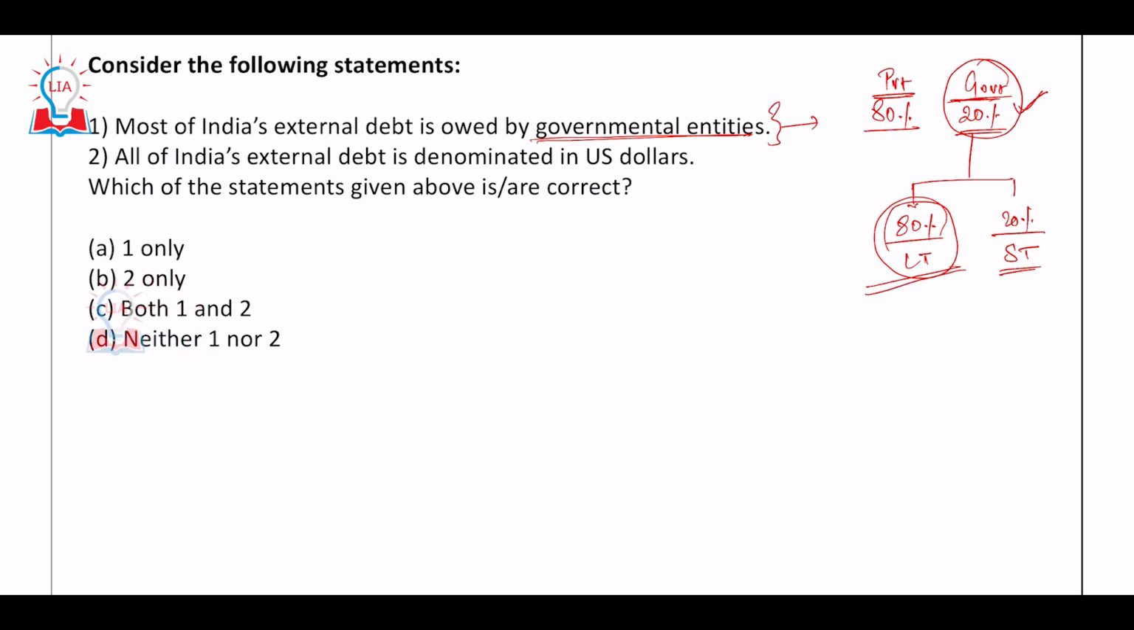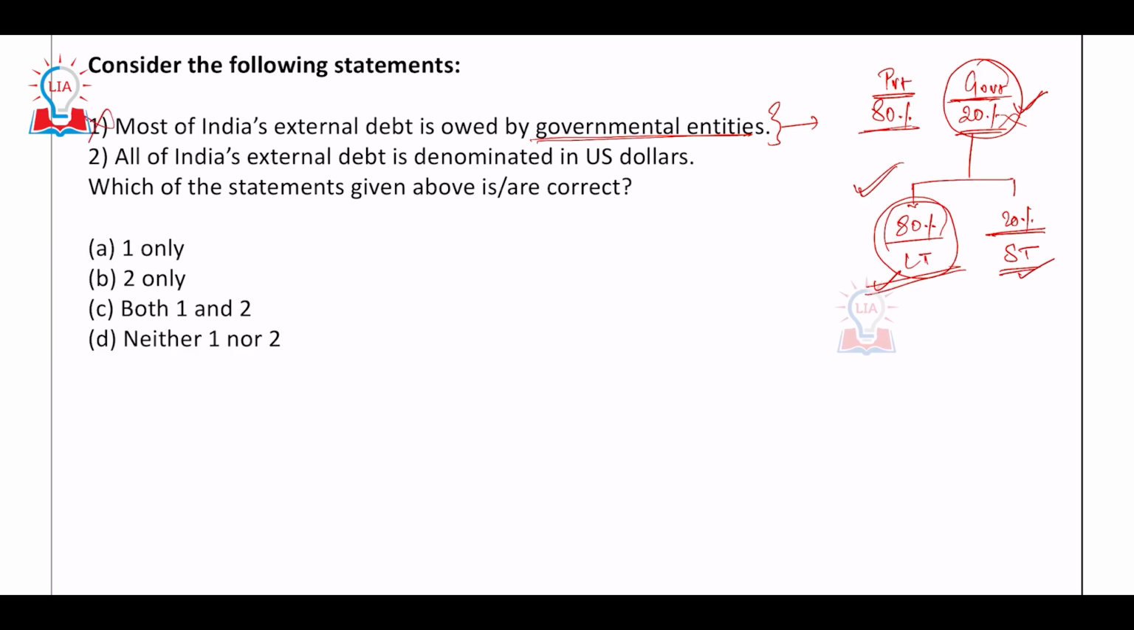So over some 15-20 years, you can pay this debt. So 20% is short term. That is within a year, you are supposed to pay this 20%. So that is a very good position we have externally. So the first one, most of India's external debt is owed by governmental entities. Absolutely wrong, right? It is the private entities.